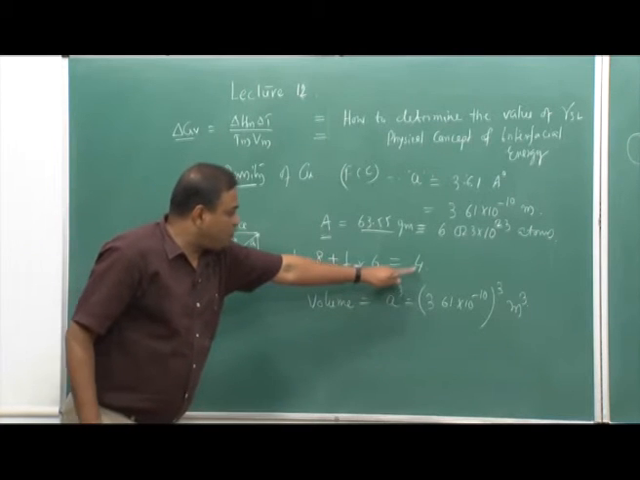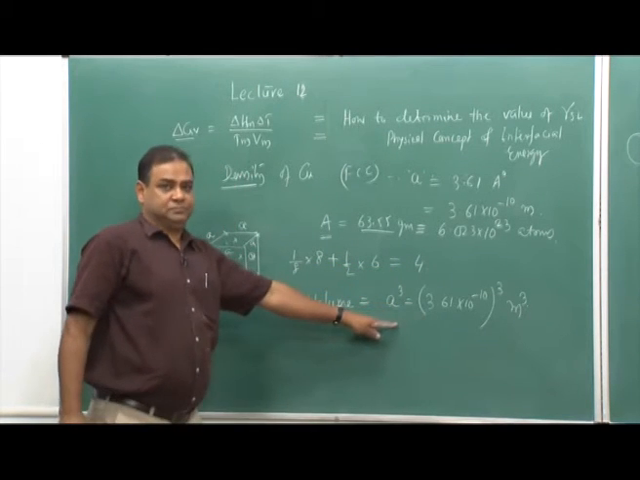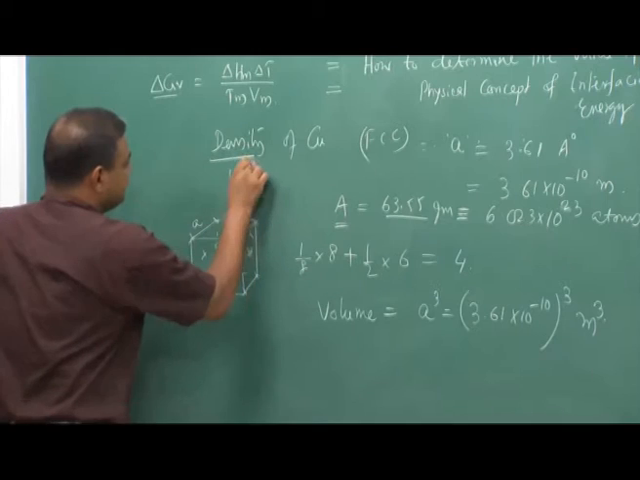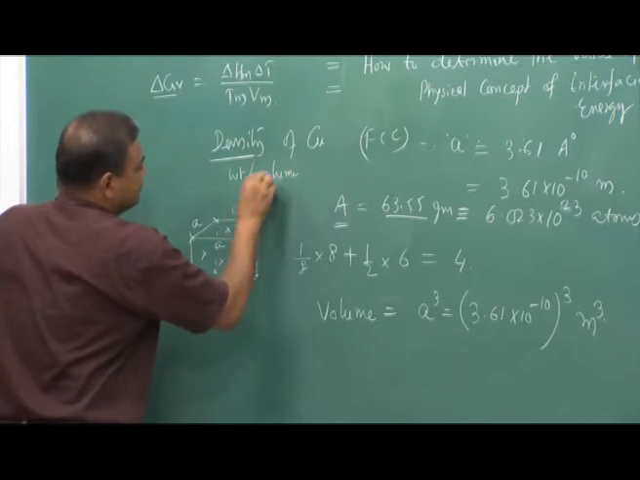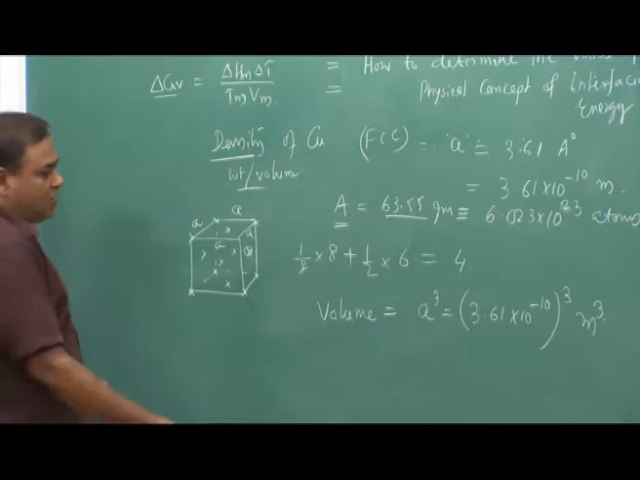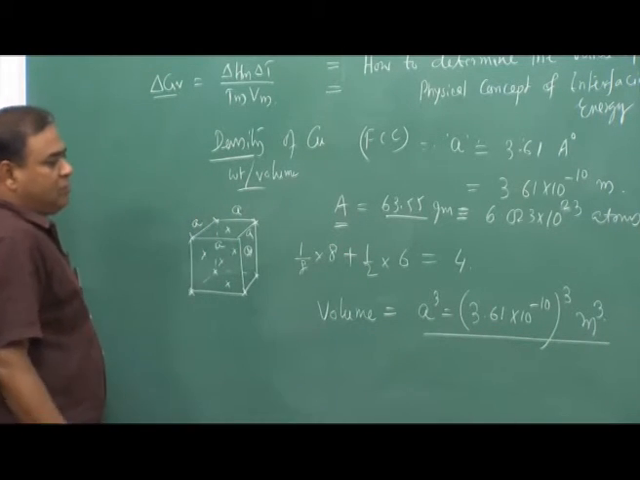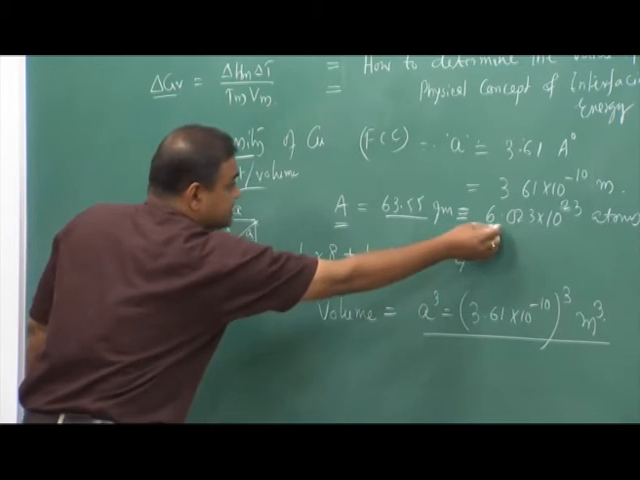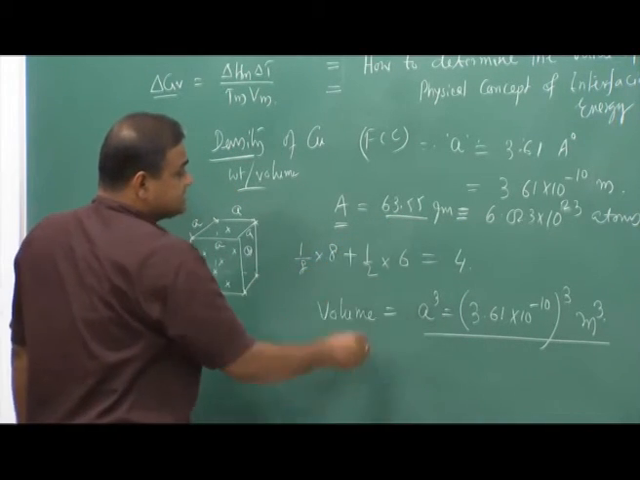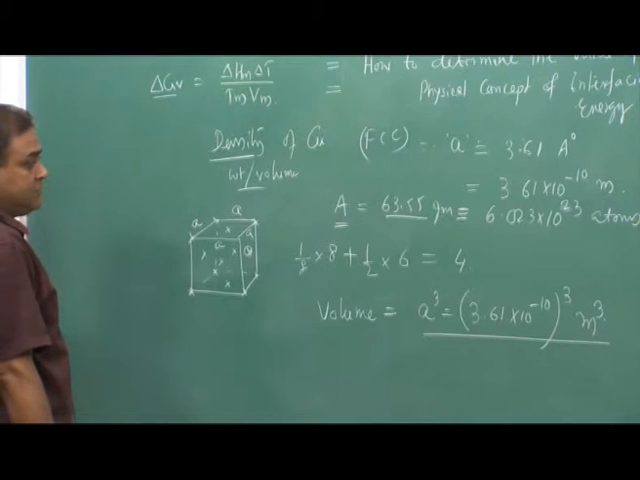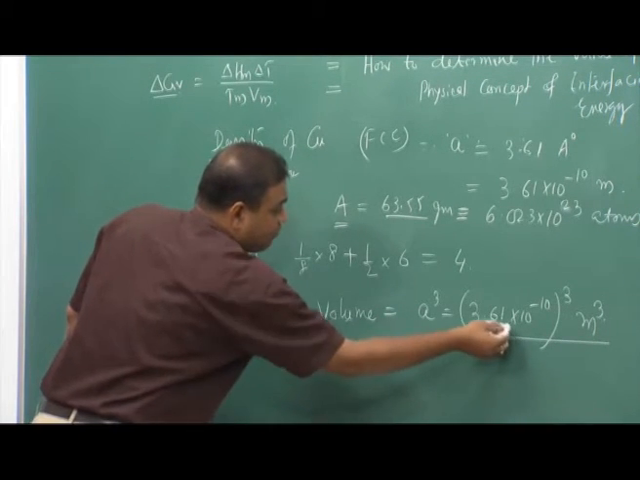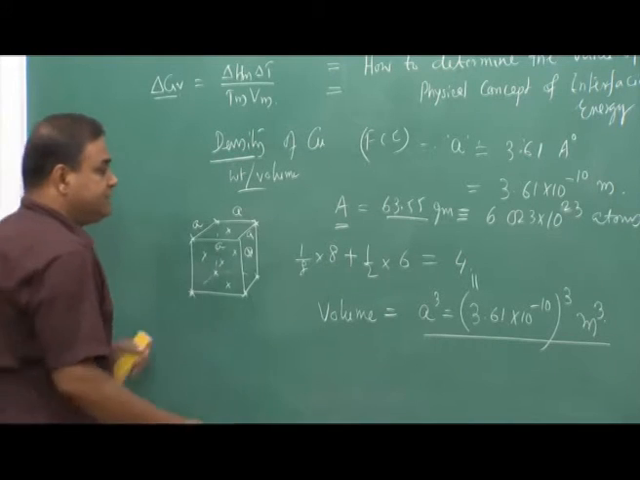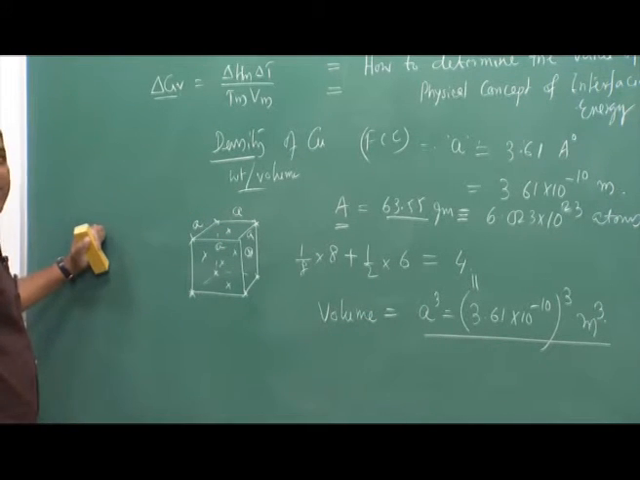So, that means 4 atoms are occupying this much volume, and density is what? Density is weight divided by volume, or the mass divided by the volume. Now, this information we can use. So, these many atoms is equivalent to 63.55 gram. Now, at the same time 4 atoms are occupying this much volume, then 1 atom is occupying how much volume?